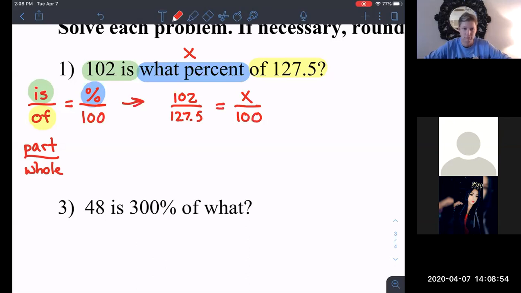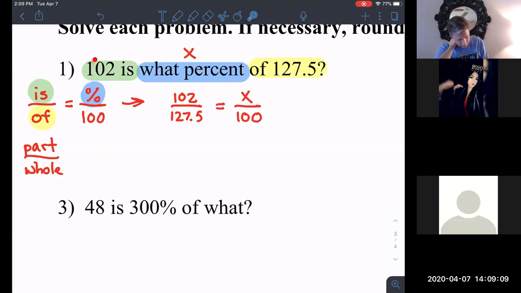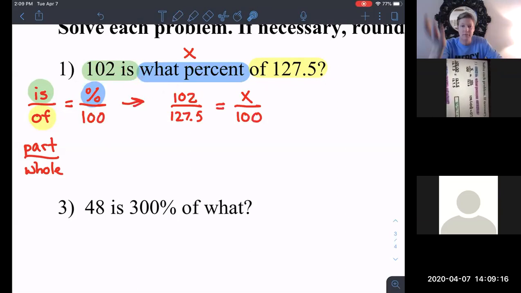Oh wait. Yeah, how did you get the 127? 127 point. No, never mind. Okay. That comes from it's next to the word "of," so we're going to put it in where, like in the proportion where the word "of" was. Same thing for 102. 102 is next to the word "is." And remember, this is a shortcut, but if you use it and you understand, I want you to understand why it works too.